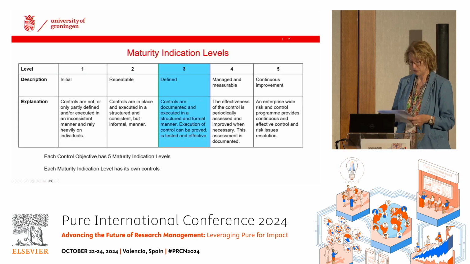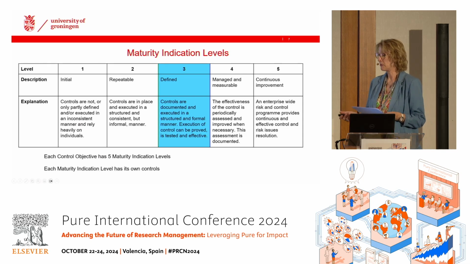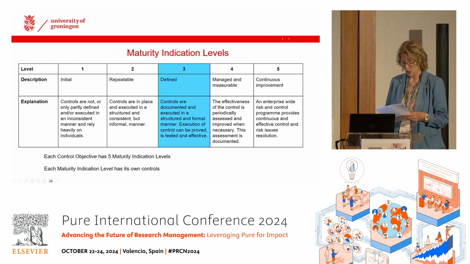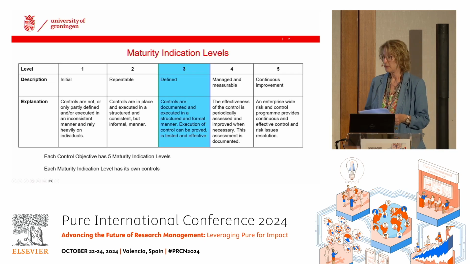These are the 5 levels. It runs from initial, where measures are implemented or not implemented or inconsistently implemented, to a level with continuous and effective risk controls, risk issue resolutions. The aim of our board is to get to level 3.